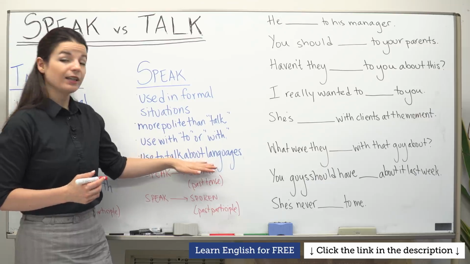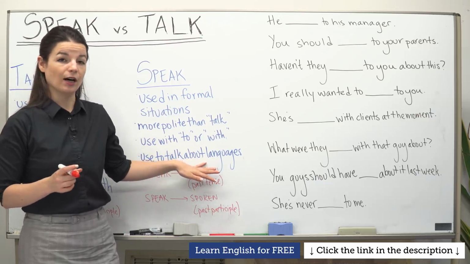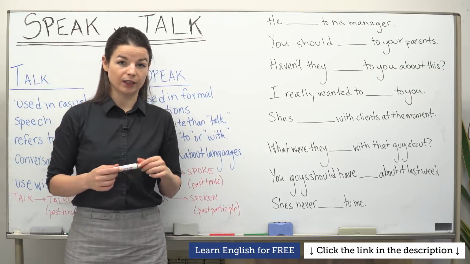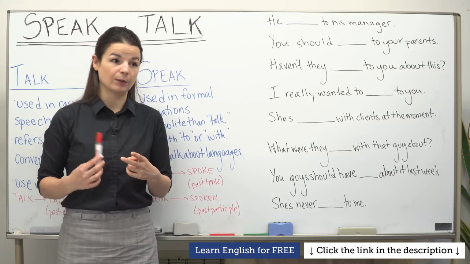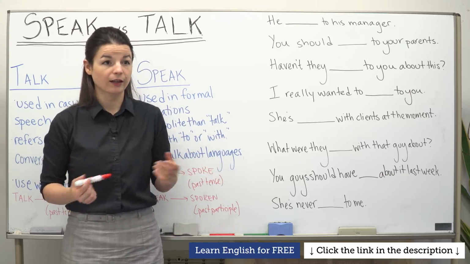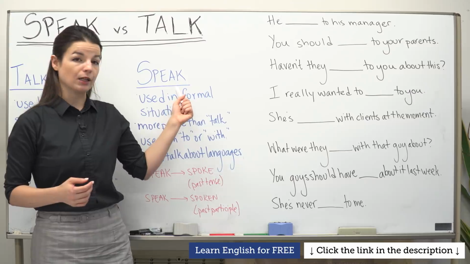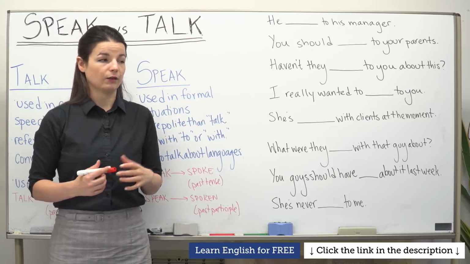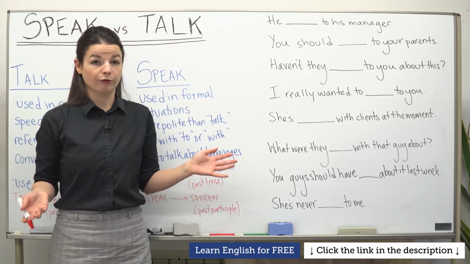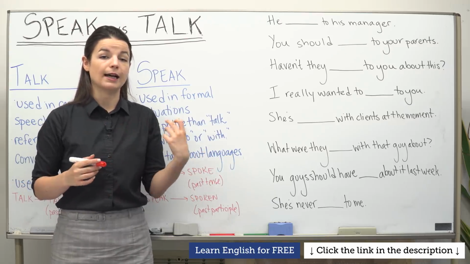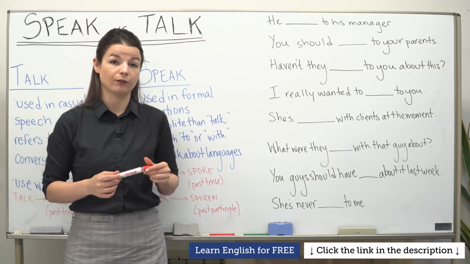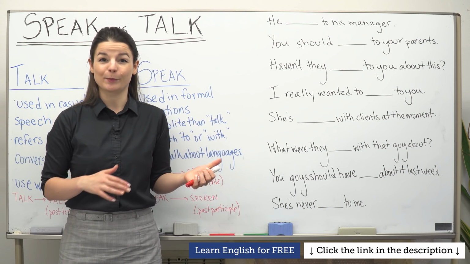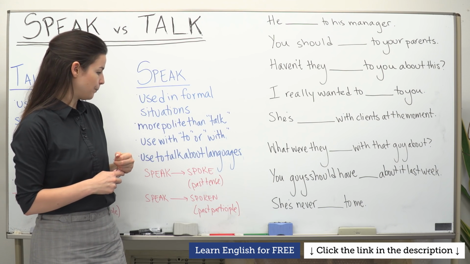Finally, there's one other key difference between speak and talk, and that is about languages. When you are explaining your language ability, for example, I speak English, I speak Japanese, I don't speak Chinese, we should always use the verb speak. Please don't use the verb talk to explain your language abilities. So a sentence like I talk French is not correct. Please use I speak French. Speak is the correct verb to talk about your language abilities or to talk about your inability as well. So please be careful there.